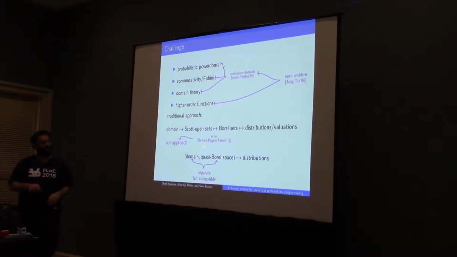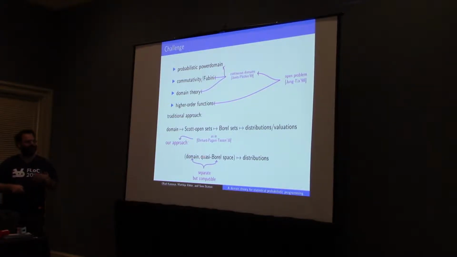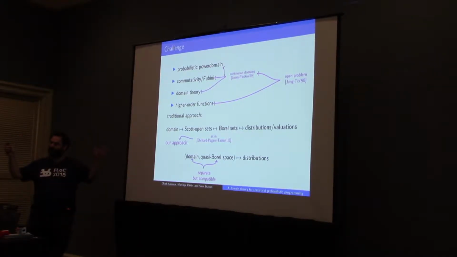In a solution that's very similar to what Pagani and Tasson did with the measurable cones work, what we do is we carry around both a domain structure and a quasi-Borel space structure that are separate but compatible. And using those two pieces of structure, we can define distributions. And we completely sidestep the Jung-Tix problem. And we get adequate denotational semantics. That's the high level.